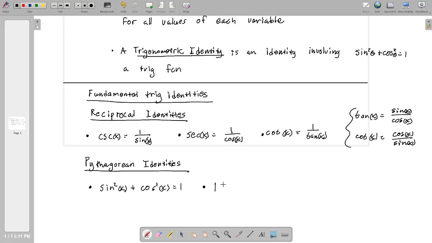The next Pythagorean identity is 1 plus tangent squared of x is equal to secant squared of x. And lastly, cotangent squared of x plus 1 is equal to cosecant squared of x. These are the three Pythagorean identities. We've covered them already pretty extensively, so I'm not going to go into how we prove them again.